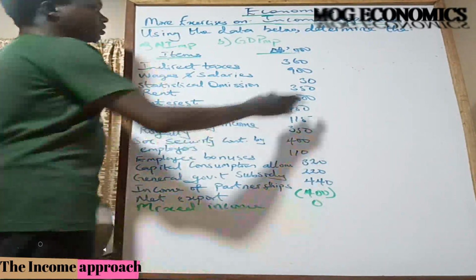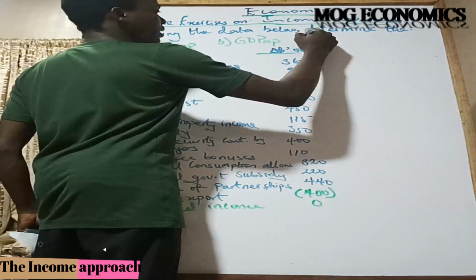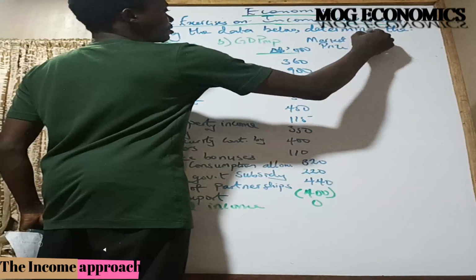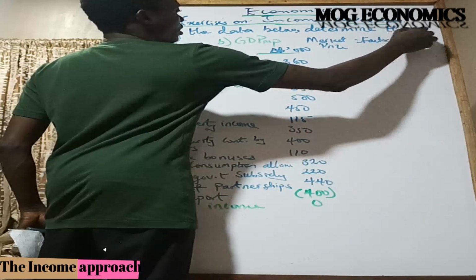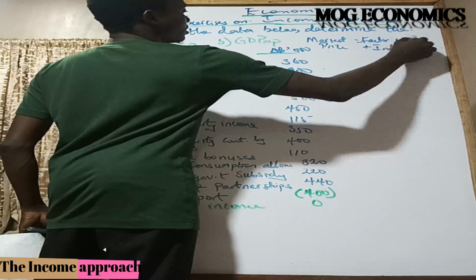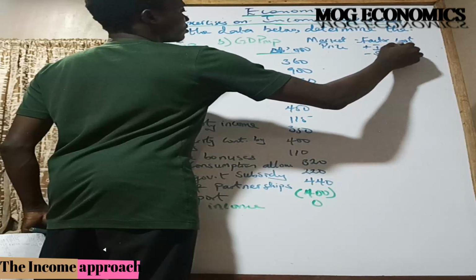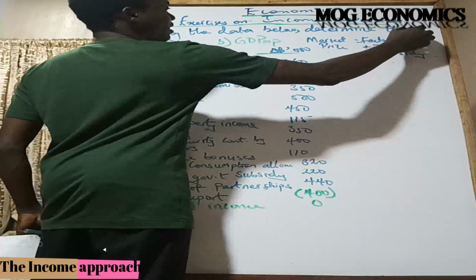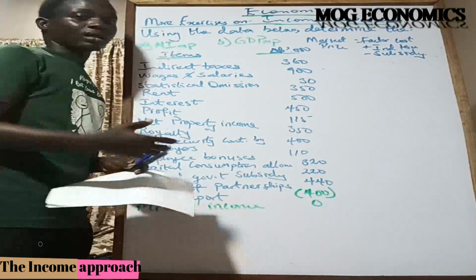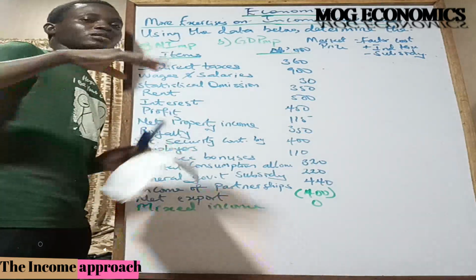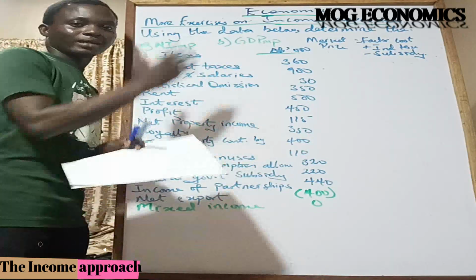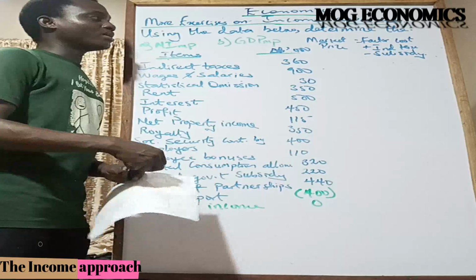So remember that market price is actually factor cost plus indirect tax, then minus subsidy. Factor cost is also known as basic price. So if you see something as basic price, it's the same thing as factor cost. Like I said, these things may be a lot, but you have to get used to them.